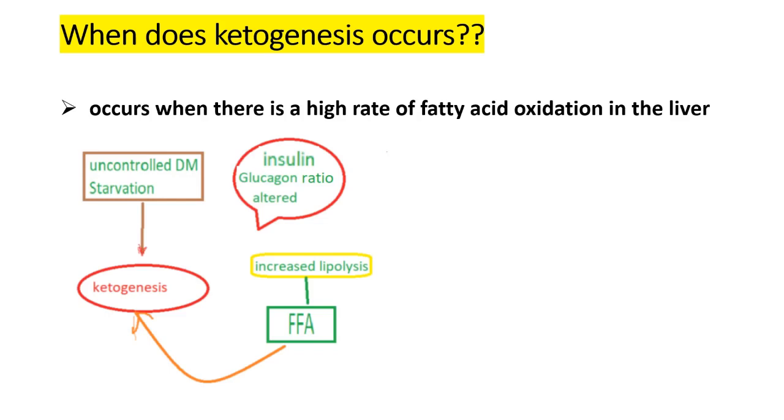So in these two conditions, there will be an altered insulin glucagon ratio. The insulin is low and glucagon is high. Under the influence of glucagon, there will be lipolysis. Increased lipolysis in adipose tissues produces an increased amount of free fatty acids. This reaches the blood, and from blood it reaches the liver. In the liver, oxidation of these free fatty acids produces acetyl-CoA, and this acetyl-CoA further leads to synthesis of ketone bodies. So in starvation and uncontrolled diabetes mellitus, there will be excessive production of ketone bodies.